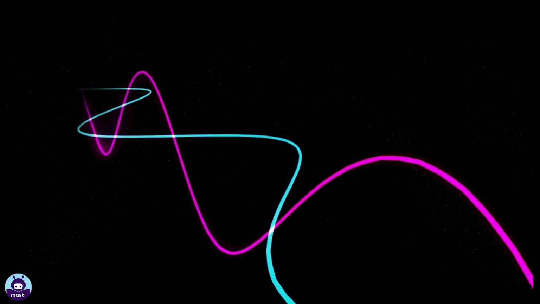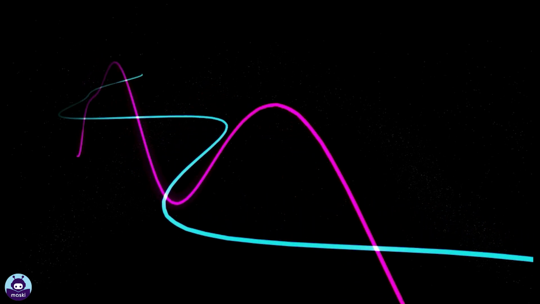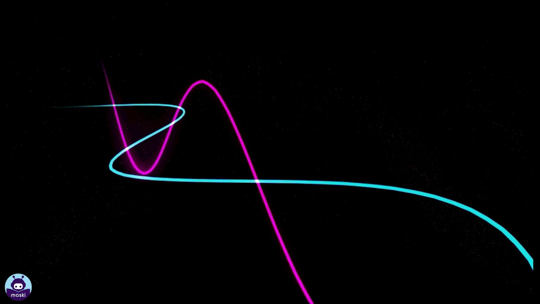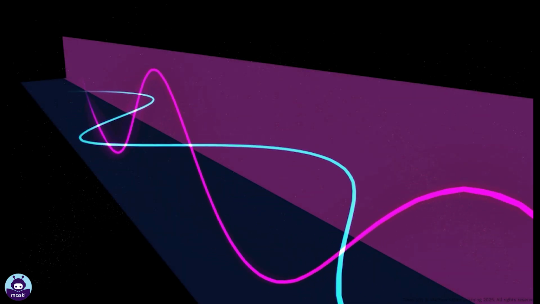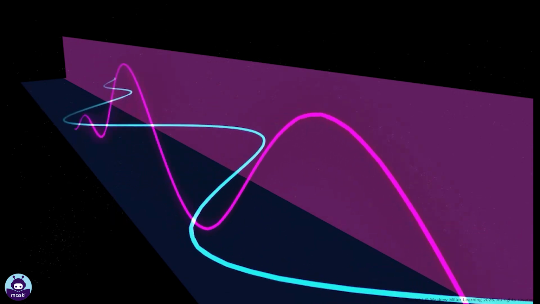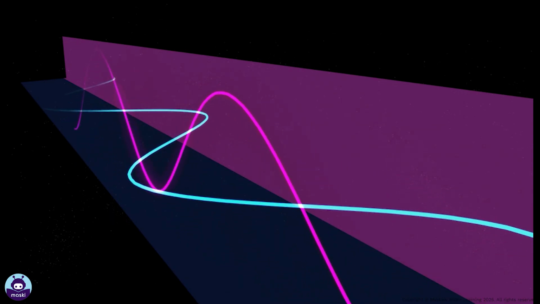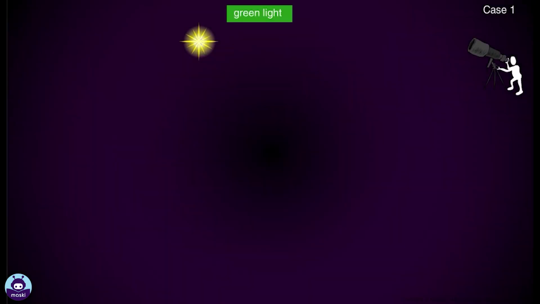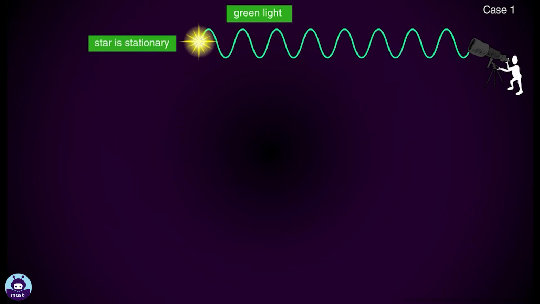Let us further assume that the star is stationary. The wavefront of the radiation emitted by the star will reach the Earth after traveling through space after a certain time. Depending on the frequency of radiation, the light will be perceived to be of a certain color. The green light emitted by the star will be perceived as green light by an observer on Earth. There is no relative motion between the source and the observer.